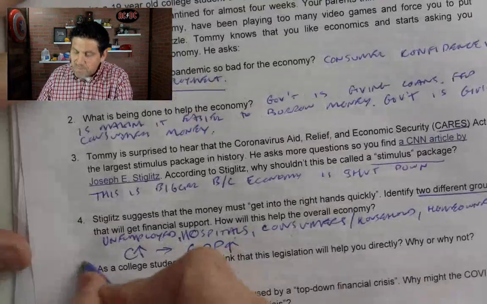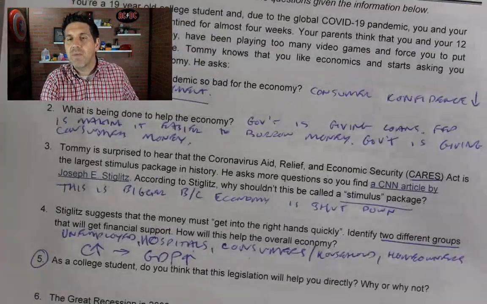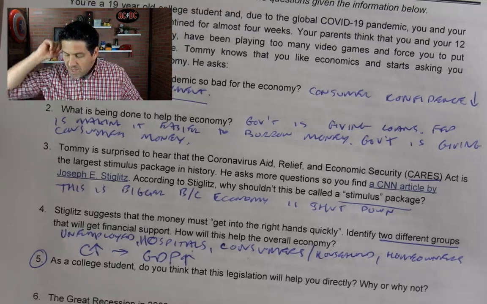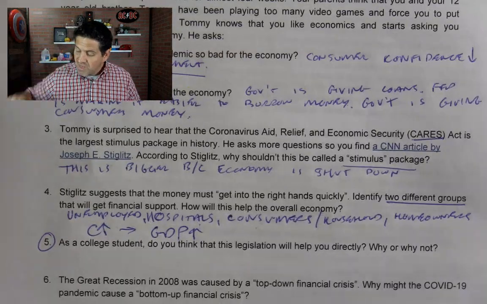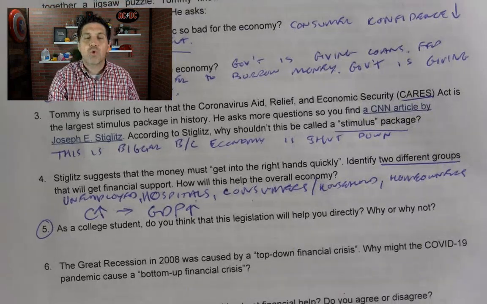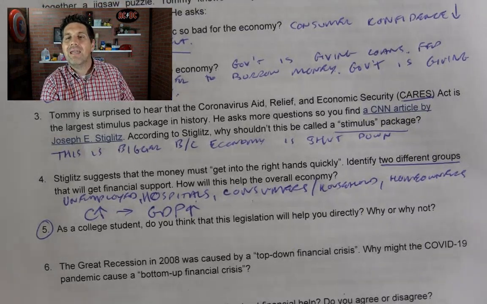Let's move to number 5. I'm going back to you, the people who are in Zoom with me. Help me out on this one. As a college student, do you think that this legislation will help you directly? Why or why not? What do you think?